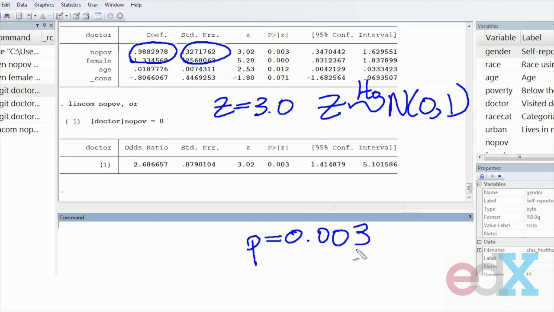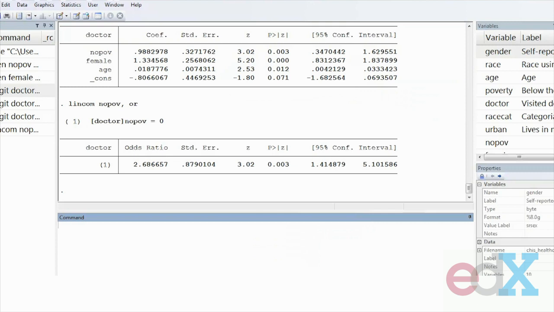We reject the null hypothesis and conclude that there is evidence in the data that being above the poverty line increases the likelihood of visiting the doctor in the past 12 months when we condition on age and gender.